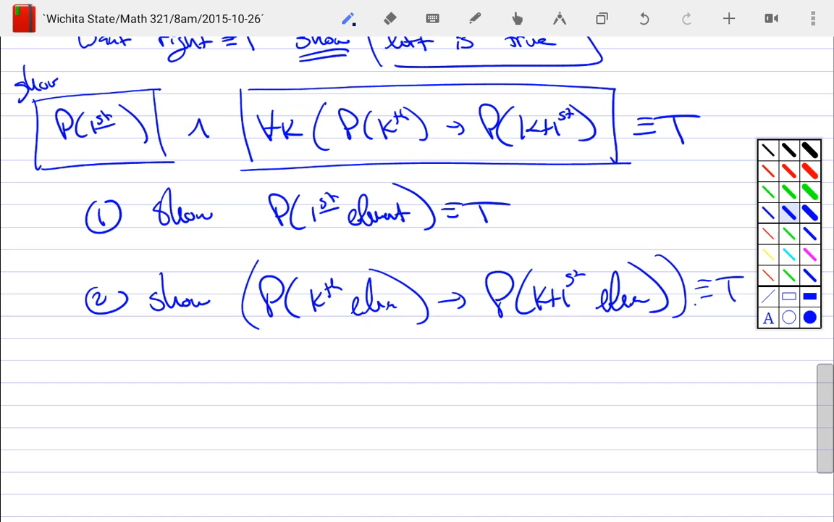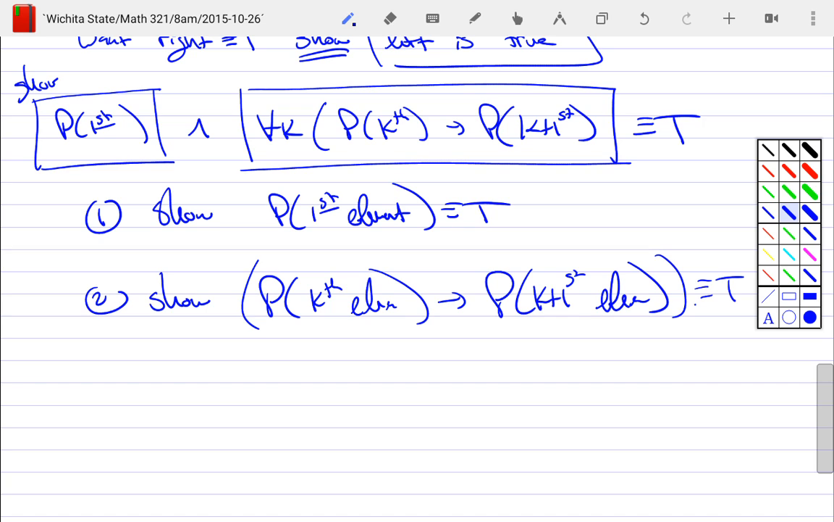What would be an indirect proof? Let's say contraposition. What would that look like? Assume you can't do the k plus first, then show that you can't have the k. What would be contradiction? Assume that you can do the k, but you cannot do the k plus first. And then show that that is actually false. So we still have the same things.